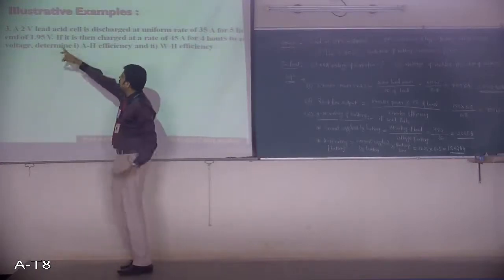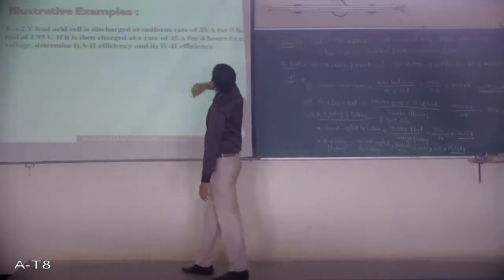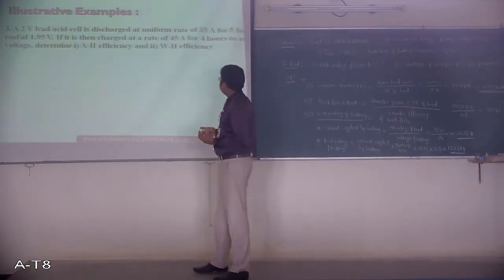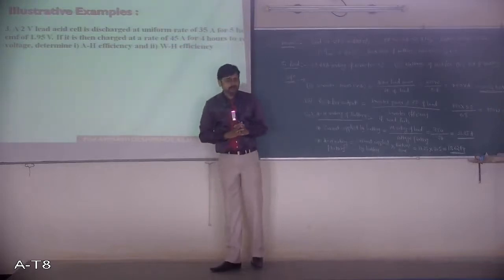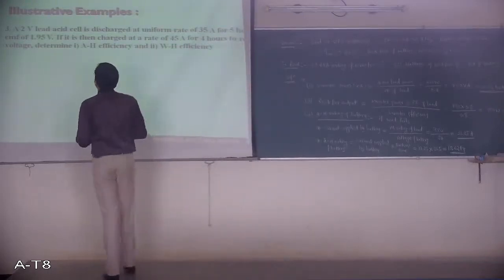So you have a 2-volt lead acid cell, and it is discharged at a uniform rate of 35 amperes. So the current that is taken from this cell is 35 amperes for 5 hours.